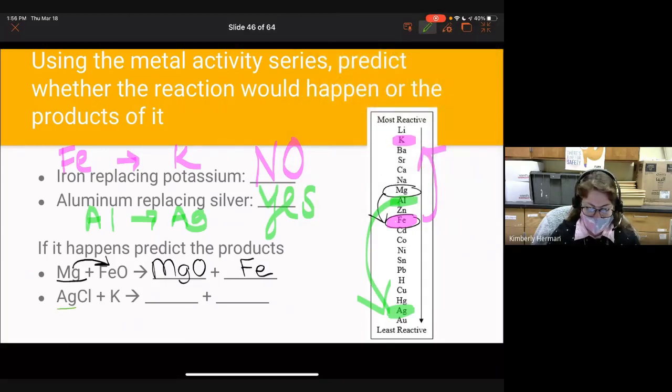Okay, now we have Ag and K. So K is by itself, so can K replace Ag? We see K is here, we see Ag here. Can K go down? That's a yes. So now we're going to have KCl plus Ag. For these single replacements, we see one single element replacing another.